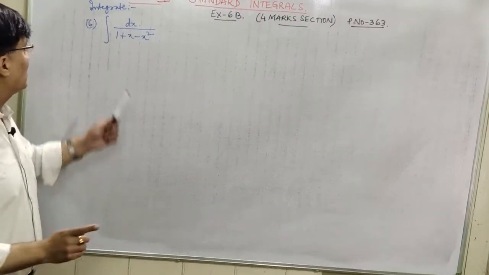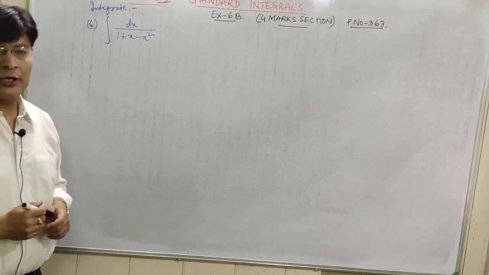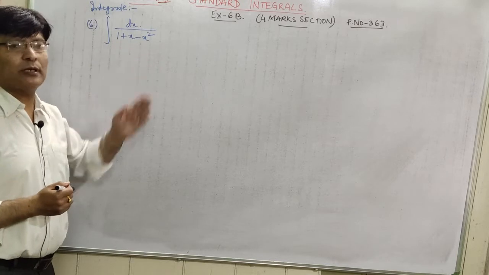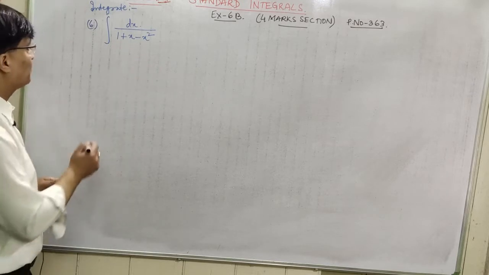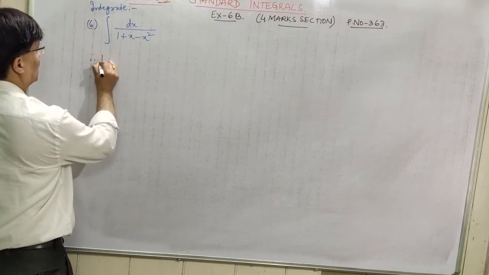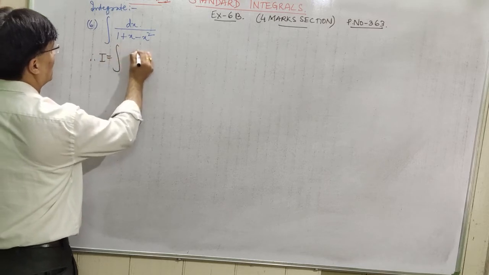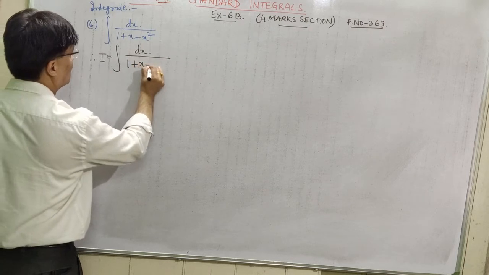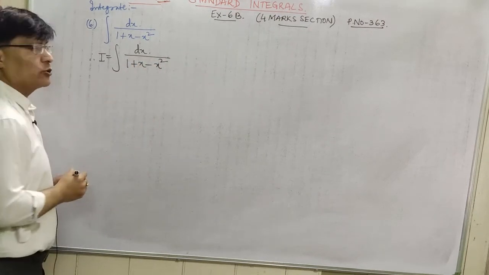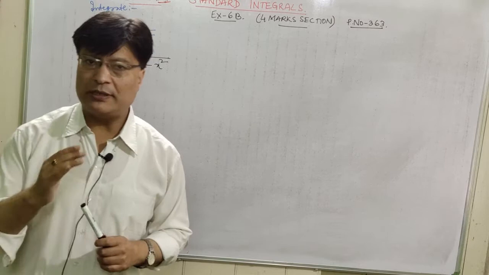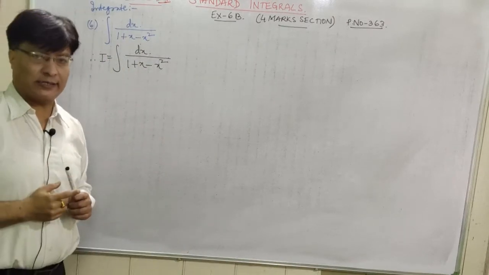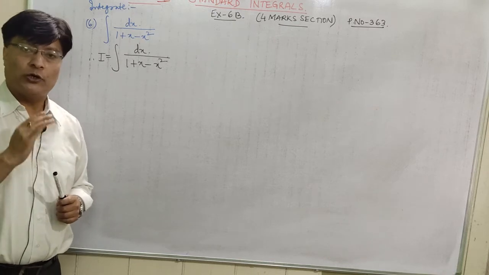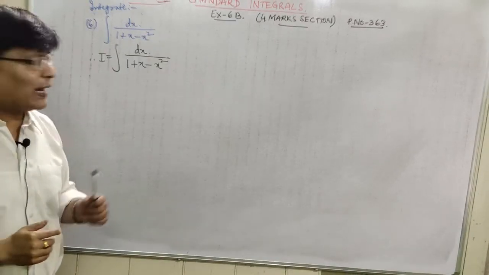So now we'll do the next question, that is question number 6. You have to integrate dx divided by 1 plus x minus x square. So let us first write I is equal to integration of dx divided by 1 plus x minus x square. But this expression cannot be factorized. Can you factorize 1 plus x minus x square? No. You have to convert it into standard form now.